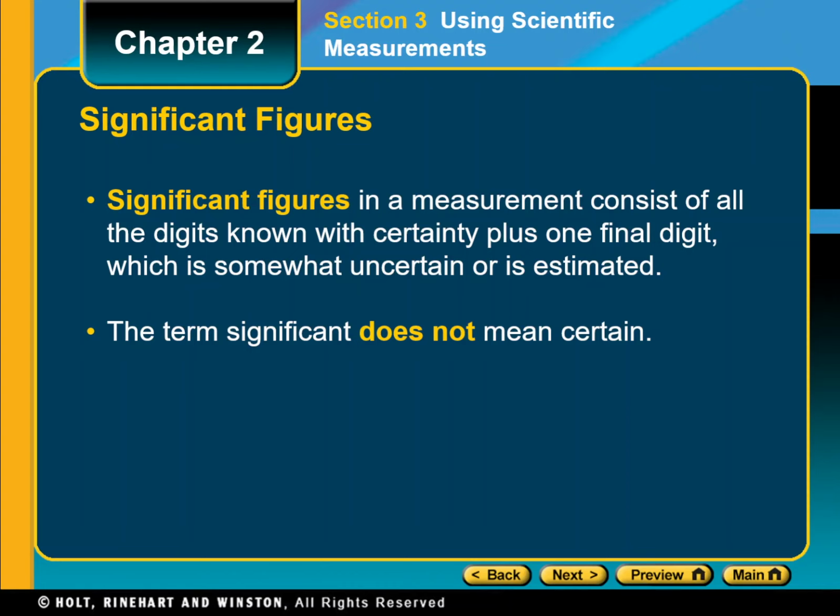Fifth main idea. Significant figures are those measured precisely plus one estimated digit. In science, measured values are reported in terms of significant figures. Significant figures are all of the digits known with certainty plus one final digit that is estimated.